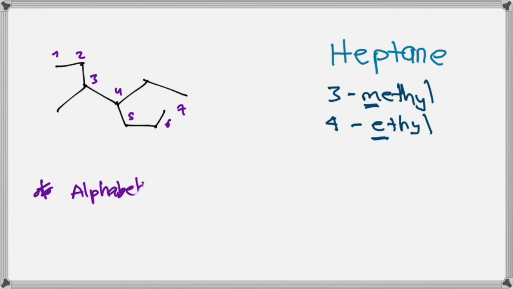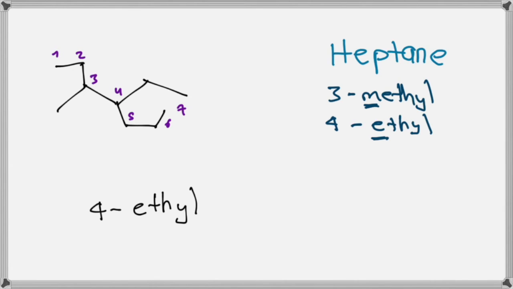So if we erase all these, we're going to end with the name 3-methyl, I'm sorry, 4-ethyl, because it is the lowest alphabetical number. 3-methylheptane.